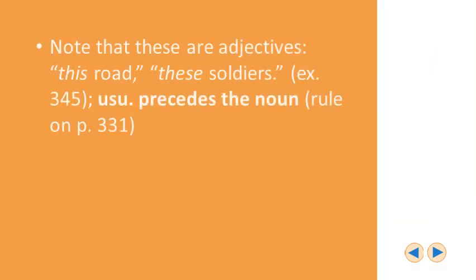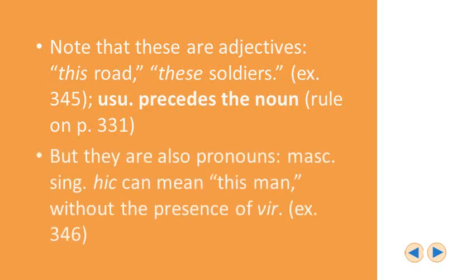If you look at the bottom of page 332, we have the uses of these demonstrative pronouns. They can be used as adjectives, modifying a noun, and they usually precede that noun. So, this road, haec via, these soldiers, hī mīlitēs, something like that. But they can also be used as pronouns. In other words, we can use them absolutely, just sort of all by themselves. So if you have masculine singular hic, it can mean this man, even though you don't have the word vir or homo there. Or you could have haec, meaning this woman.